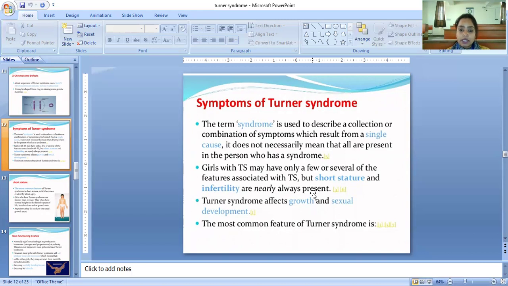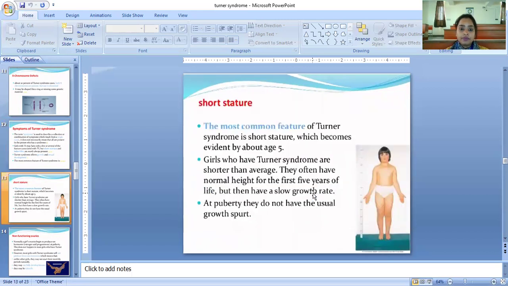It does not necessarily mean that all features are present in the person who has the syndrome. Girls with Turner syndrome may have only a few or several of the features associated with it, like short stature or infertility, which are nearly always present. Turner syndrome affects growth and sexual development. The most common feature of Turner syndrome is short stature.